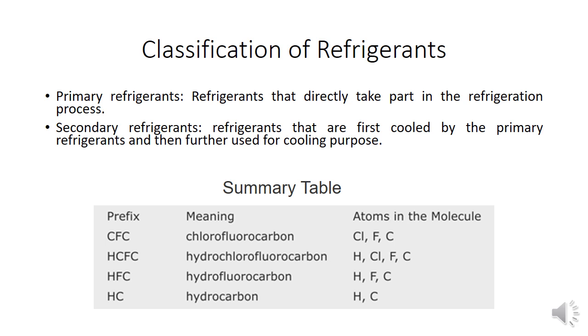General classification: primary and secondary refrigerants. A primary refrigerant takes part directly in the refrigeration process, and secondary refrigerants are first cooled by the primary refrigerant and then used for the cooling process. The major category is CFC, chlorofluorocarbon, where the molecules contain chlorine, fluorine and carbon. Then hydrochlorofluorocarbon, HCFC, then HFC, hydrofluorocarbon, and hydrocarbon. These are the general categories of refrigerant compounds.